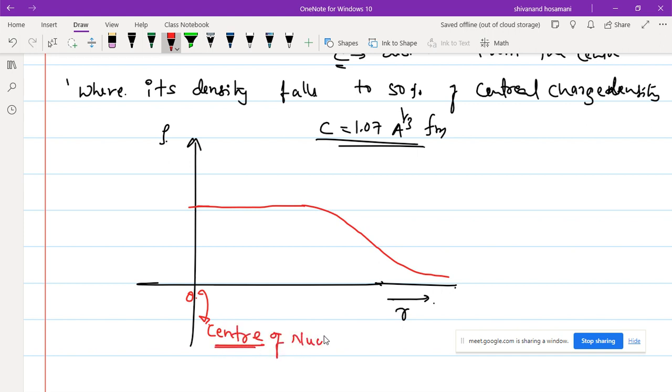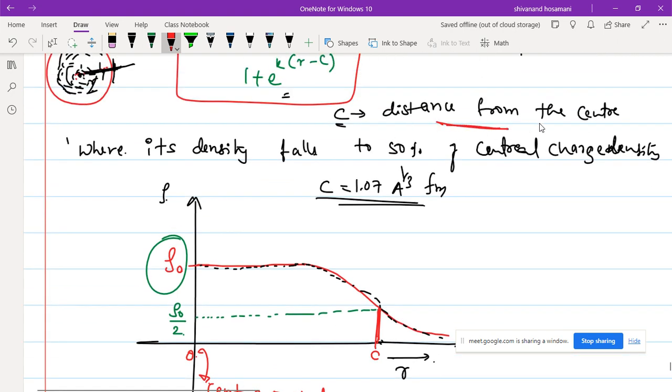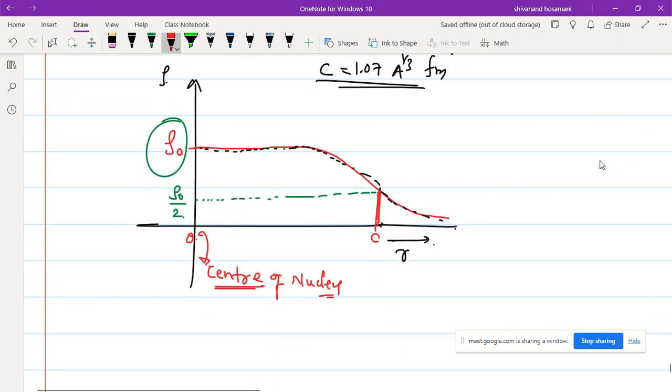When you go from the center to the outer edge of the nucleus, it stays constant for some distance, and after that it falls off slowly. Where the density becomes 50% of its central density, that is, at the center it is rho naught, and at the distance where the density becomes rho naught by 2, that distance is defined as c. So c is the distance from the center where the density falls to 50% of the central charge density. This is the graph. They may ask the direct graph or they may ask based on the expression. Remember, this expression is very important for the charge distribution. It is defined as the Fermi model.